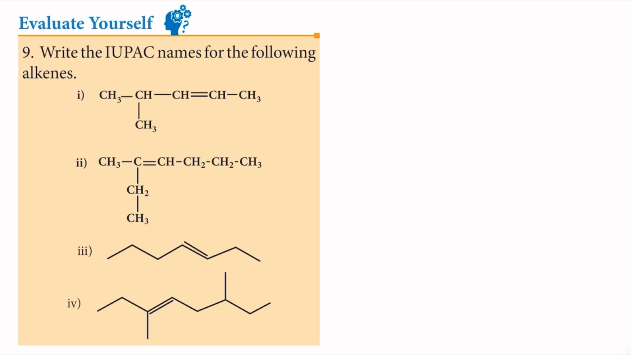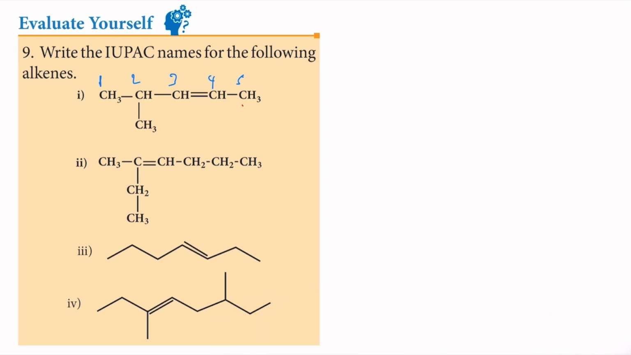Let's write the IUPAC names for the following alkenes. If we number left to right for molecule 1, then we would be giving a higher number for the alkene and a lower number for the methyl substituent. However, we should give the lower number to the alkene. Therefore, we have to number right to left in this case.